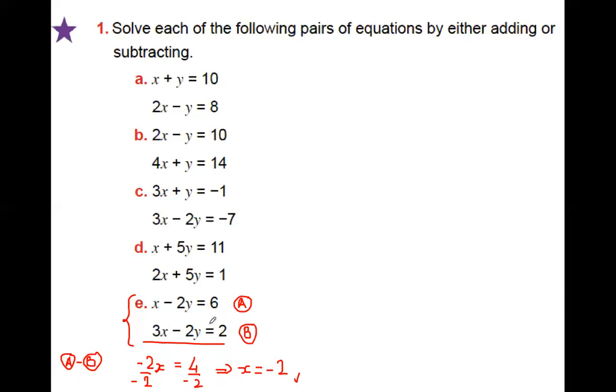So if I substitute x equal minus 2 into A, so sub into A, we just call it sub. Usually that's what people would write. Sub x equal negative 2 into A.